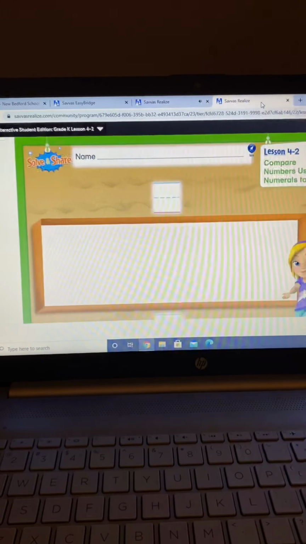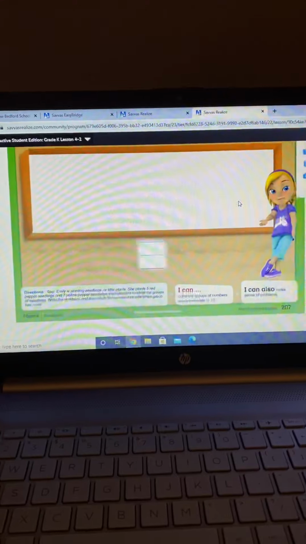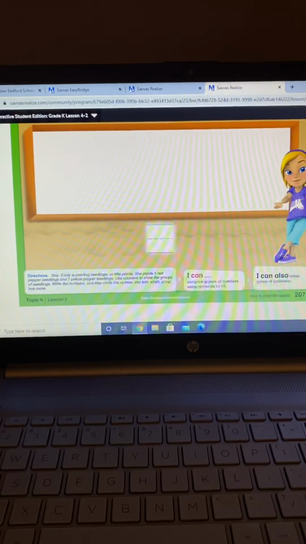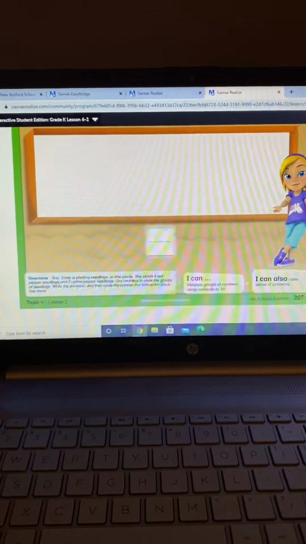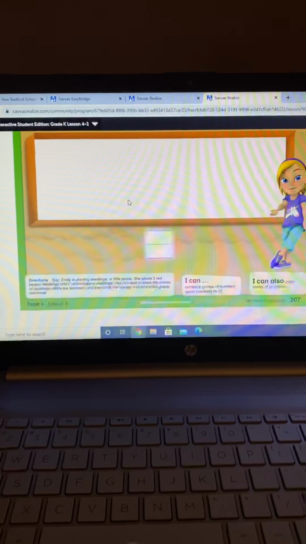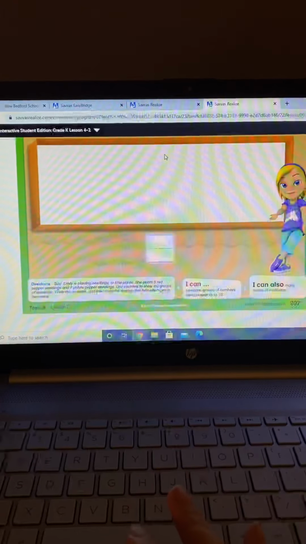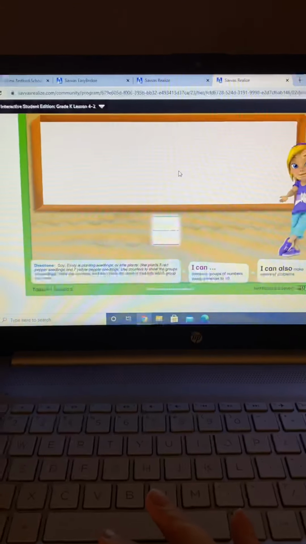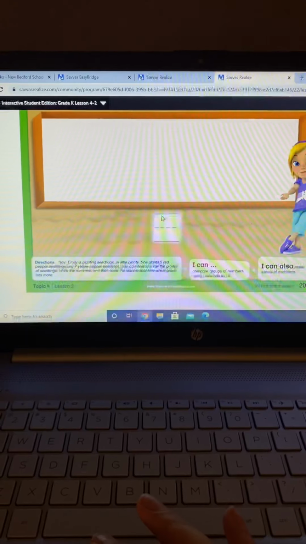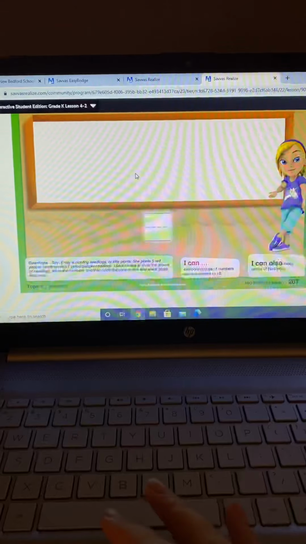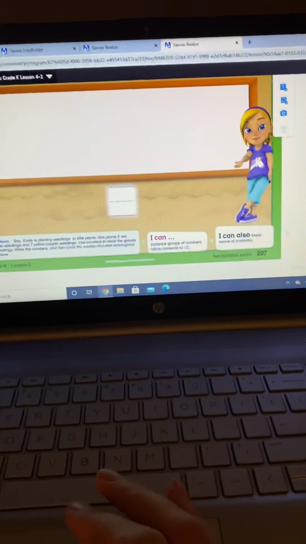All right, now we're going to take a look at your math pages for today. So it starts on page 207. Emily is planting seedlings or little plants. She plants 5 red peppers and 7 yellow peppers. You can draw a picture of 5 with your red crayon and 7 with your yellow crayon, and then you are going to circle the number that tells which has more. So you're going to circle the group which has more, and you're going to write the number that tells which has a greater amount.